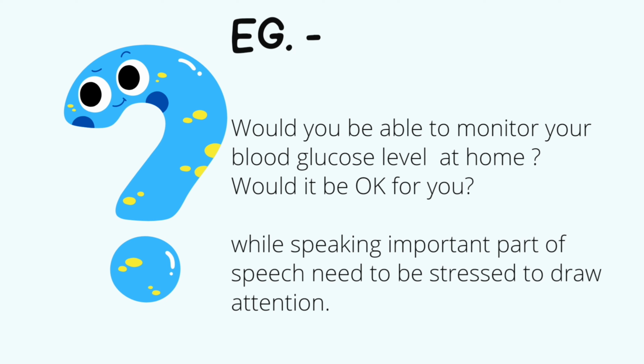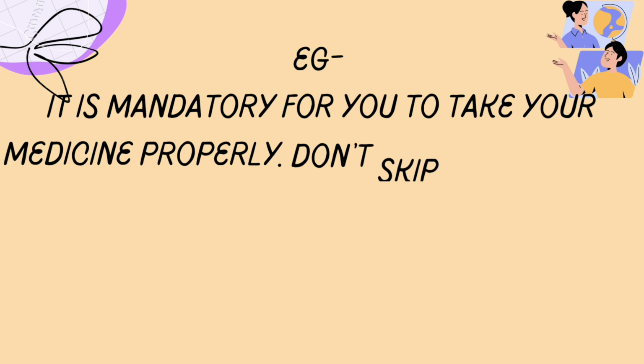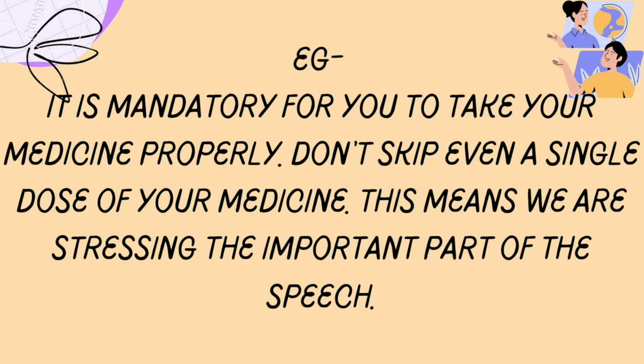While speaking, important parts of the speech need to be stressed to draw attention. For example, it is mandatory for you to take your medicine properly. Don't skip even a single dose of your medicine. This means we are stressing the important part of the speech. We are giving advice, an instruction, to the patient. That is, it is mandatory for you, so we are asserting here to take your medicine properly. Don't skip even a single dose of your medicine. So it is important not to skip even a single dose of the medicine.